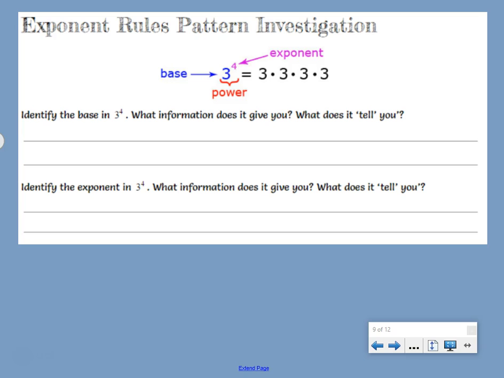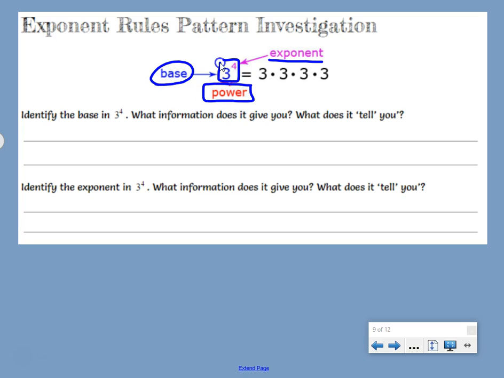So, here we have a nice description of what a power and an exponent is. So this whole piece right here, 3 to the 4th power, that's how you say it. We don't say 3, 4, we don't say 3 to the 4, we say 3 to the 4th power, okay? Now the big number, that's your base. The little number is your exponent, and the whole thing together, base and exponent, is called a power.